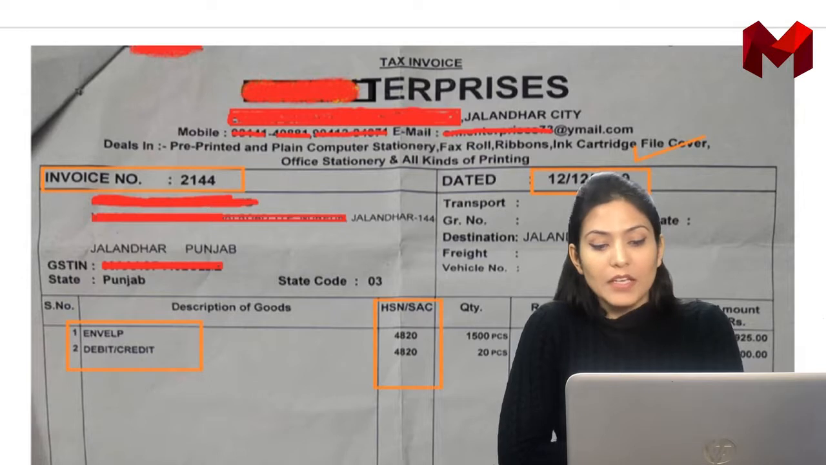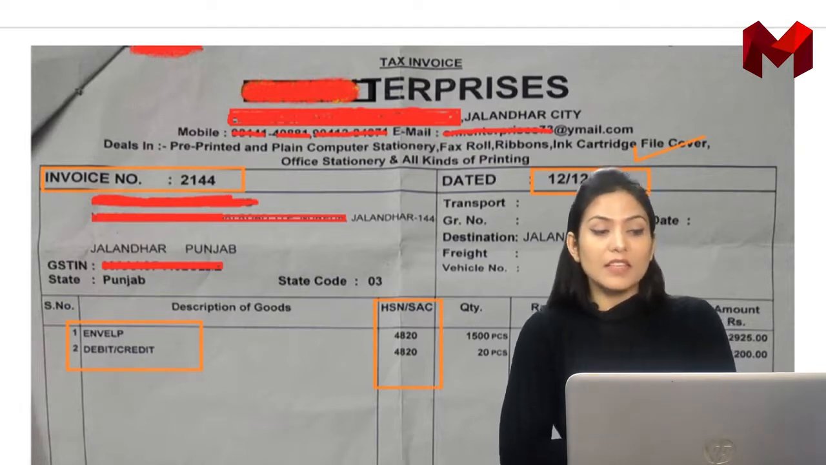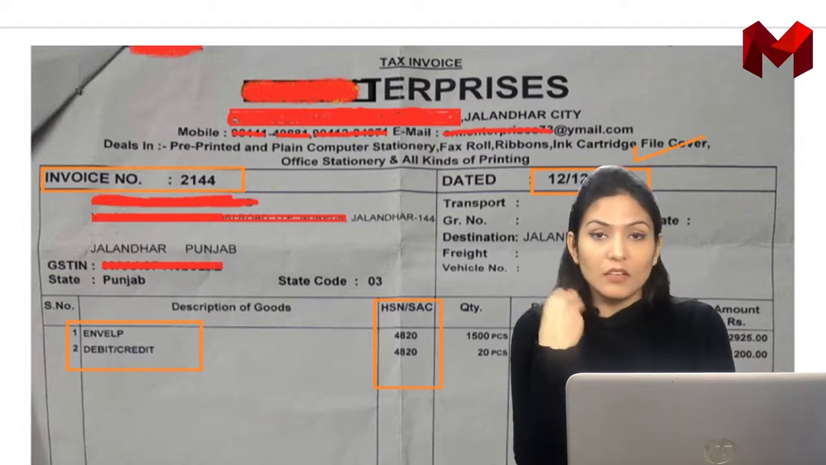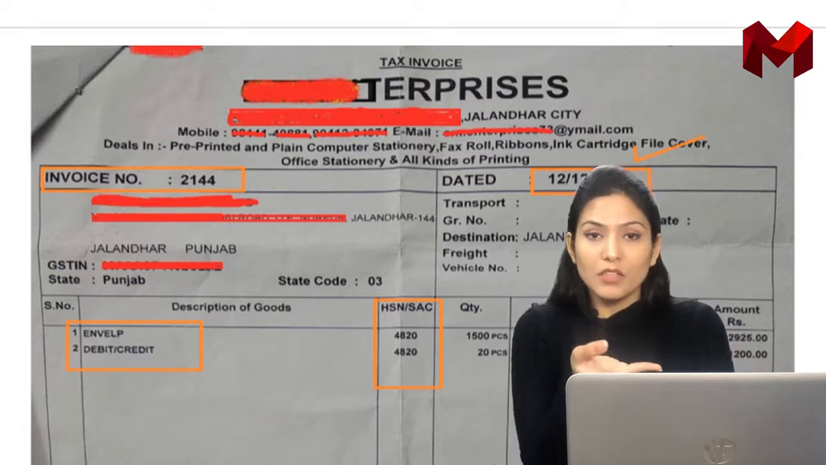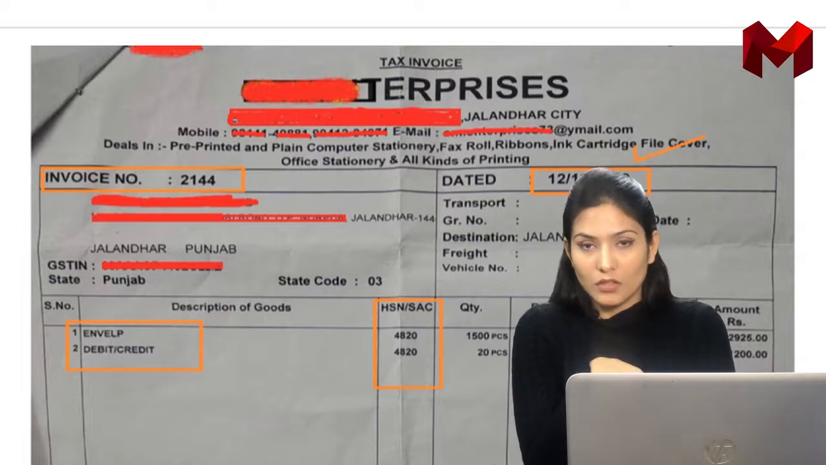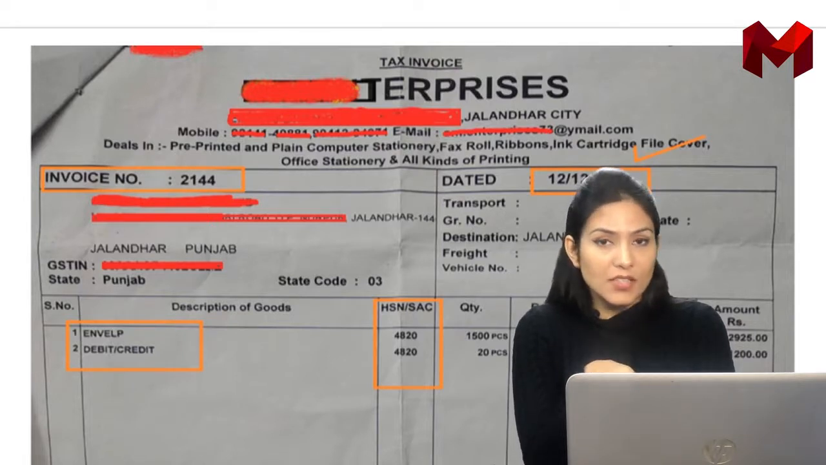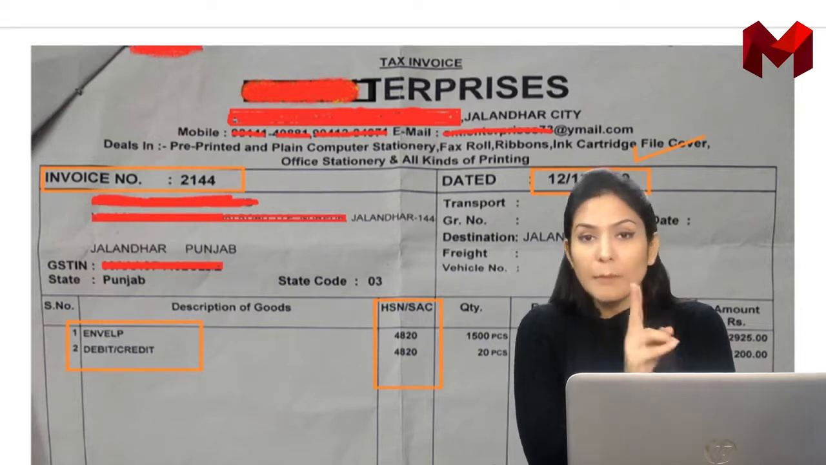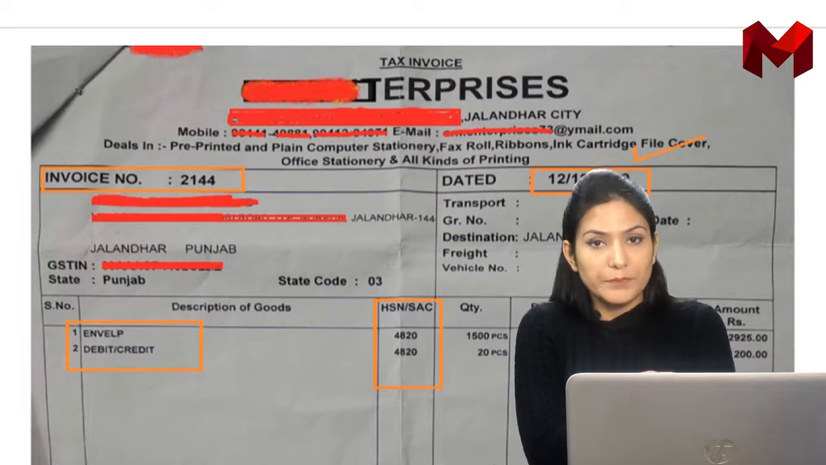And whether this party is local or not, the GST number is hidden. But if we need to judge whether this party is from the same city, the same state, or a different state, we can check the tax rate. On this particular bill, CGST and SGST is applicable. That means if we are from Punjab, then this supplier is also from Punjab.